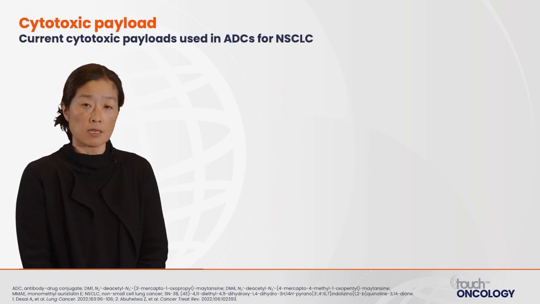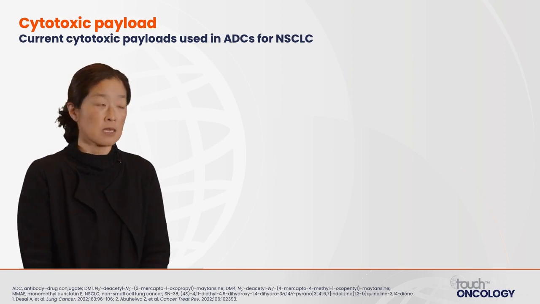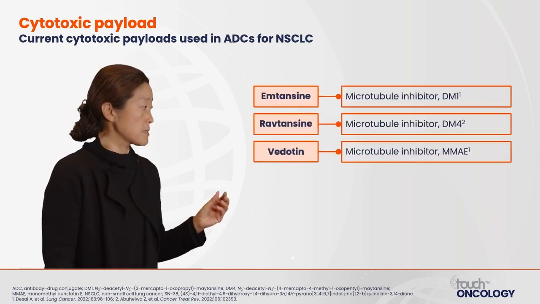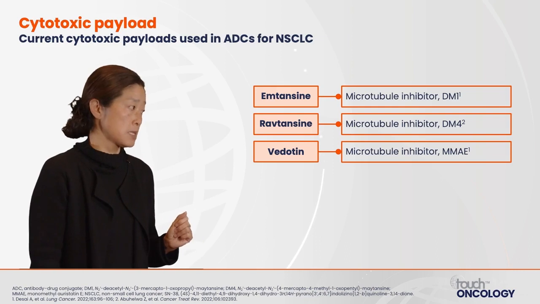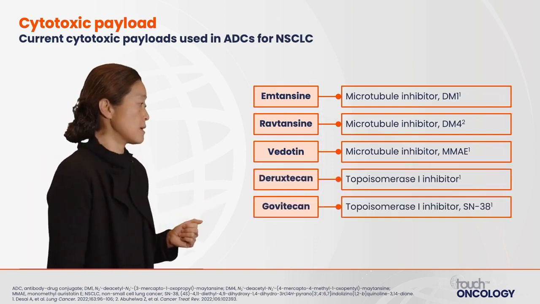There are many different cytotoxic payloads that are currently being used in ADCs in non-small cell lung cancer. These include microtubule inhibitors such as emtansine, raftensine, and vedotin. There are also topoisomerase 1 inhibitors that are used, such as deruxtecan and govitecan.